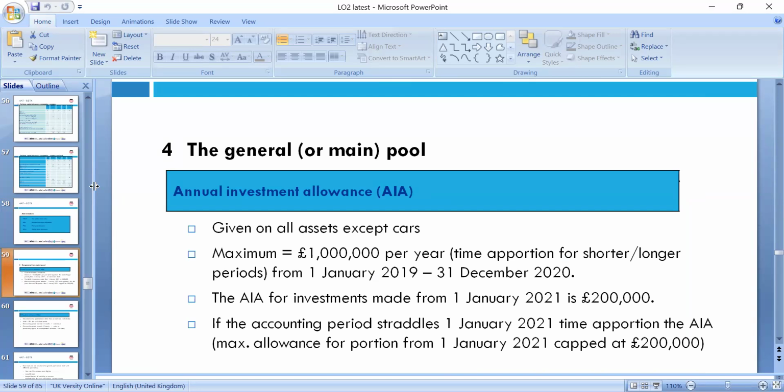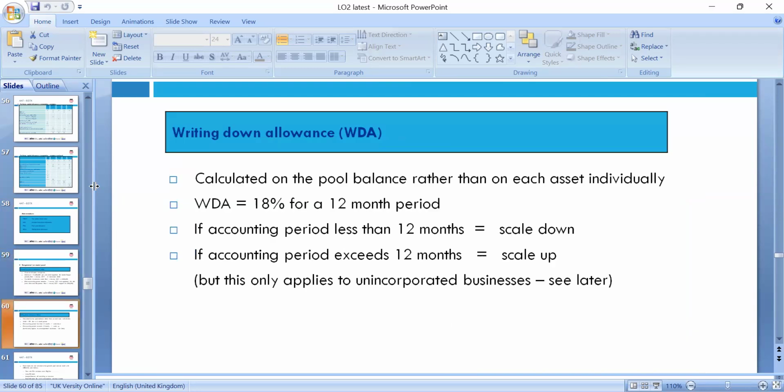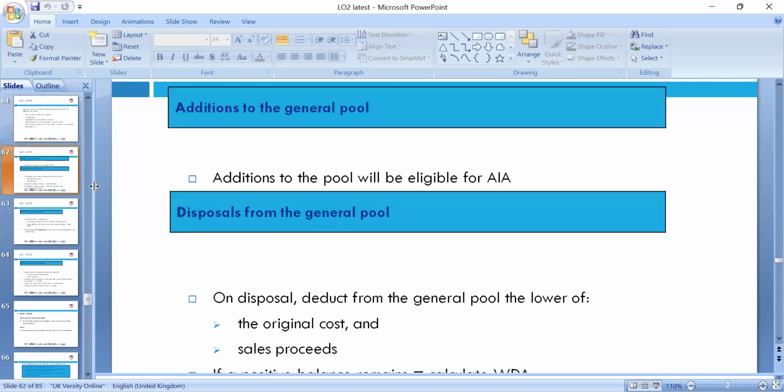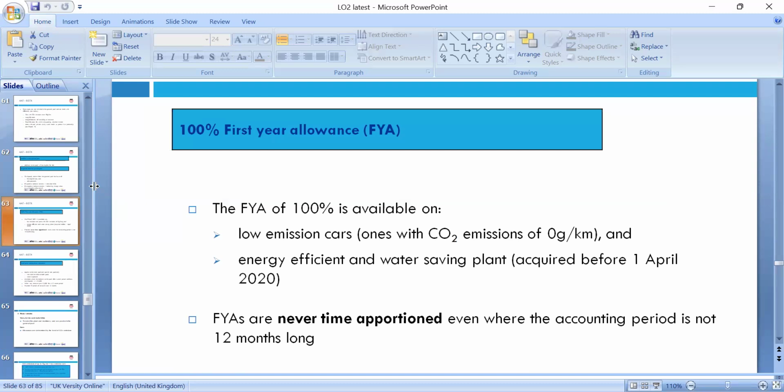So the maximum per year can be the annual investment allowance, so we can calculate the written down allowance over 12 years. If the previous first year can be 100%, and the accounting period is less than 12 months, we can scale down and apportion it, because we look at the CO2 emission level. So, and the annual investment allowance, please, that's what we included. We need to make sure we apportion accordingly in the first year.